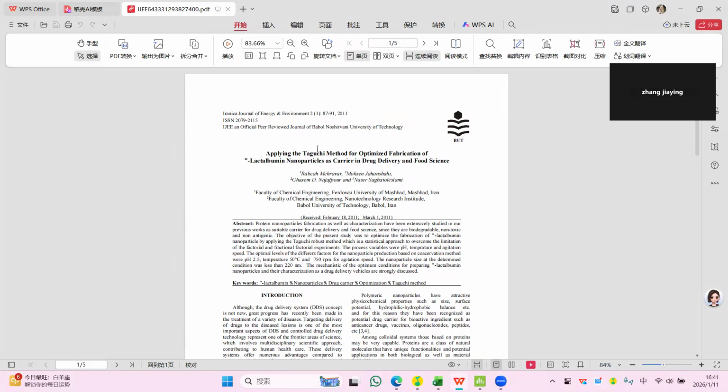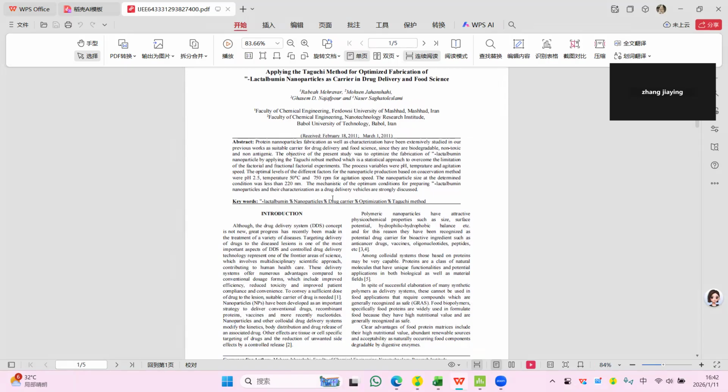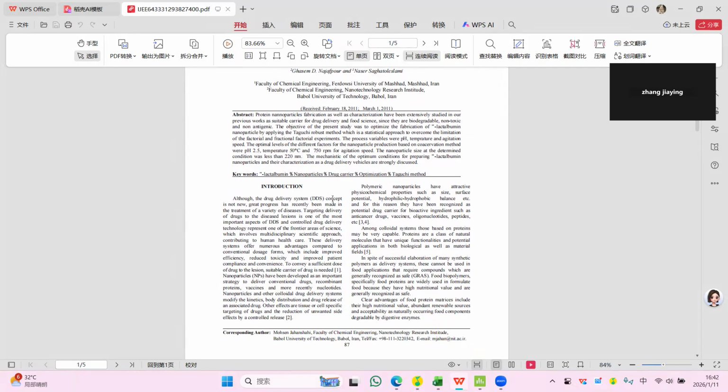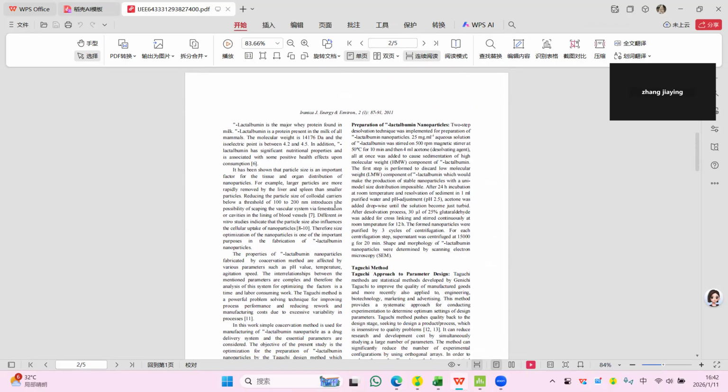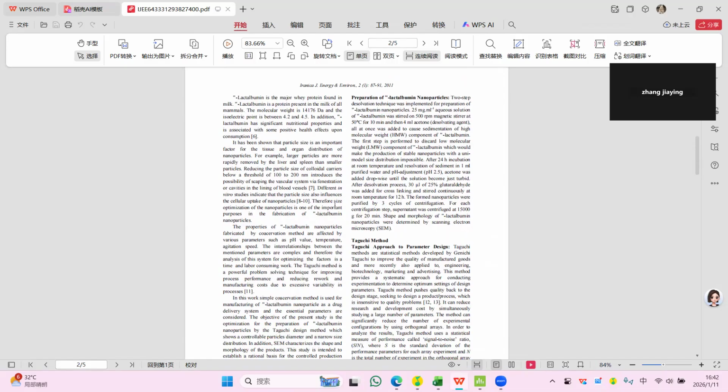This is the article I used. This paper studies how to produce lactalbumin nanoparticles, which are protein-based particles used in food and drug delivery systems. The key quality indicator is particle size. Smaller particles are better because they are more stable and easy for biological absorption. The authors wanted to find the optimal processing conditions to minimize particle size using the Taguchi orthogonal array method.